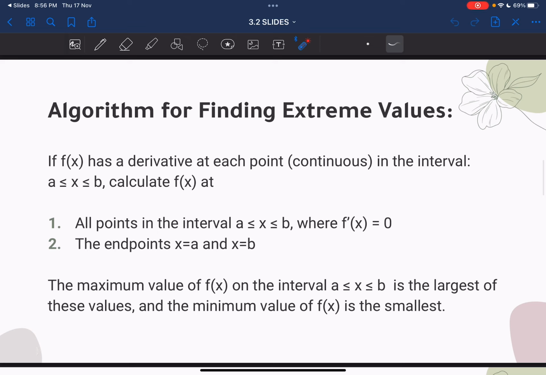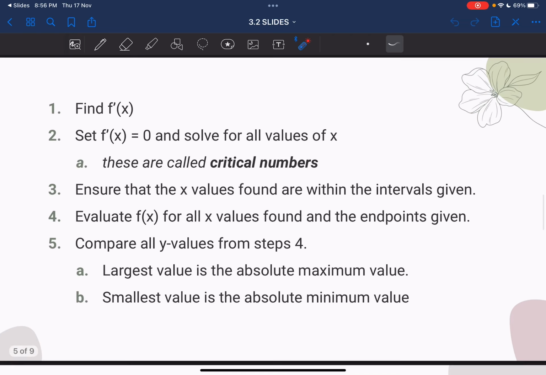So let's talk about the algorithm for finding extreme values. If f(x) has a derivative at each point in the interval a to b, we have to calculate f(x) at all points in the interval a to b where f prime x, which is the derivative, equals 0, and the endpoints x equals a and x equals b. The maximum value of f(x) on the interval a to b is the largest of these values, and the minimum value of f(x) is the smallest. This is a lot of words, so let me sum it down into the next slide.